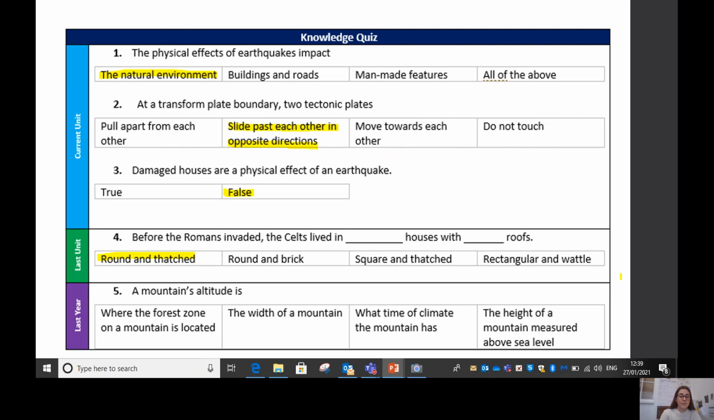In question 5 from last year's unit, a mountain's altitude is either where the forest zone on a mountain is located, the width of a mountain, what type of climate the mountain has, or the height of a mountain measured above sea level. Pause me now. So well done if you said it is the height of a mountain measured above sea level.